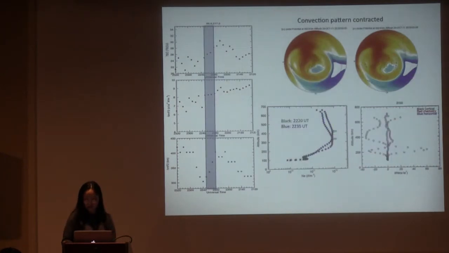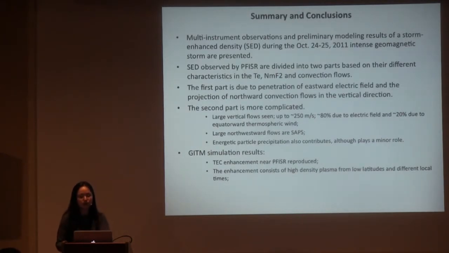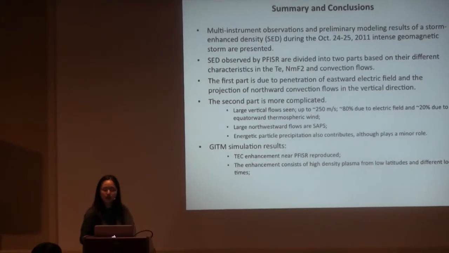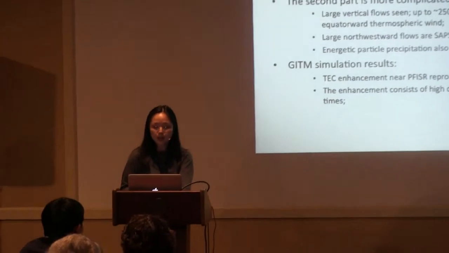Okay, so let me go back to my conclusion. I talked about some multi-instrument observations and the preliminary modeling results of a storm enhanced density during the October 24, 25, 2011 storm. The SED observed by FIDR can be divided into two parts because they have very different characteristics in their electron density, their NMF2, and also the convection flows.